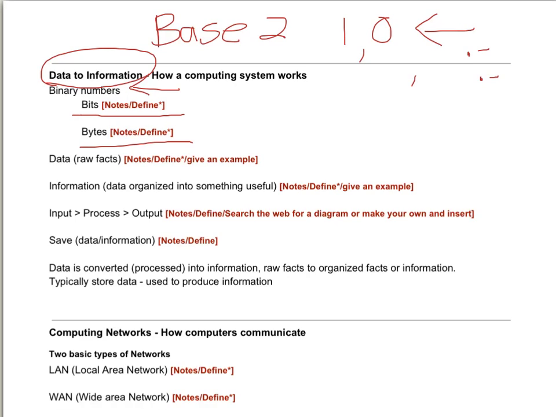We can have a certain voltage represent a 1 and no voltage represent a 0. Pulse of light, no pulse of light. So within a computer it represents everything as 1s and 0s. So the word bit actually comes from binary digit. These are binary digits. I'm going to give you a little more background on that later on.